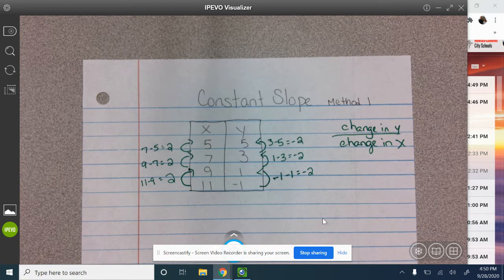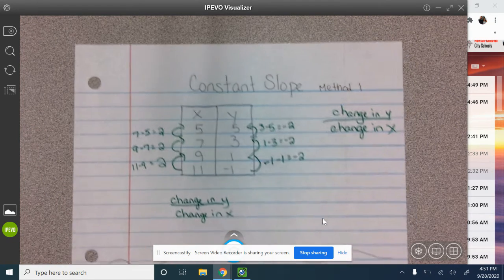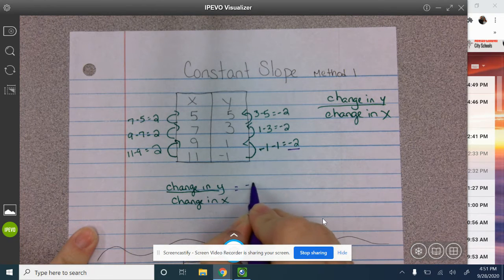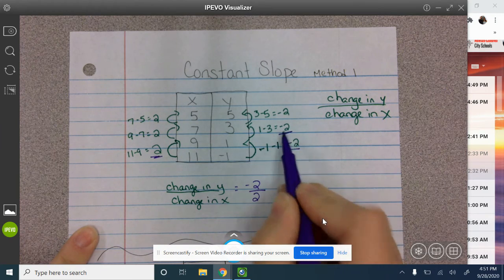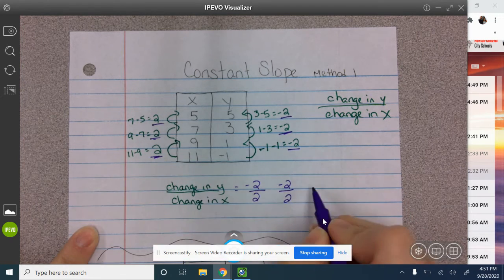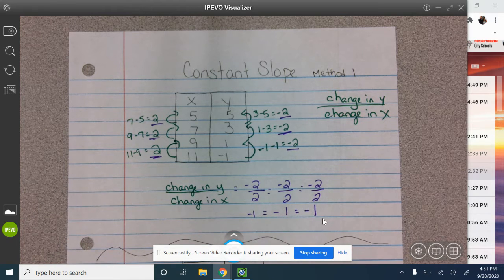Now, what we need to do is set this up and say the change in y over the change in x. So what we're going to see is my change in y is negative 2 over, at the same time, my change in x is 2. The next one I have again negative 2 and 2, and then negative 2 over 2 again. So I can say that these are all equal to each other, and they all simplify to negative 1 if it's easier to look that way.